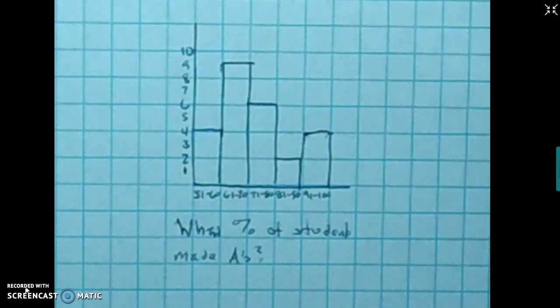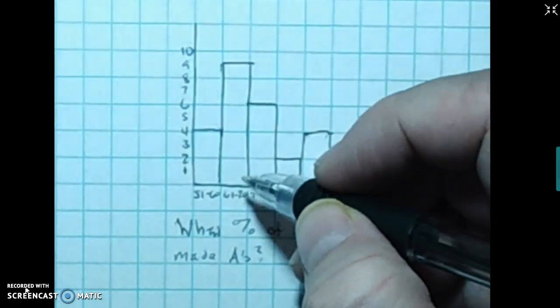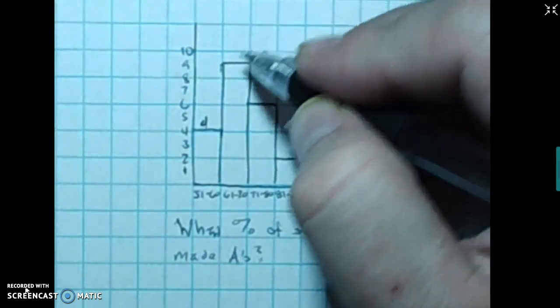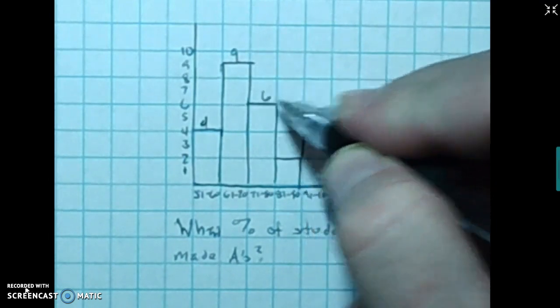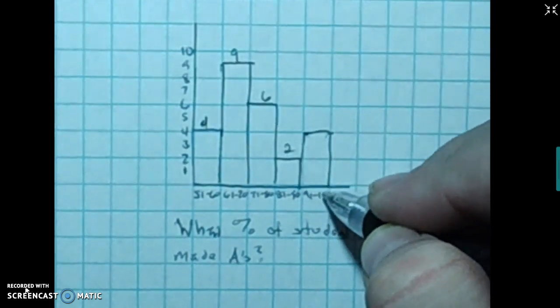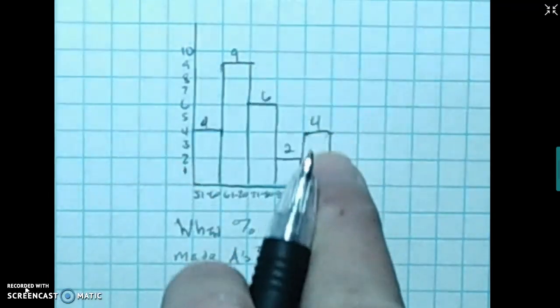Okay, what percent of students made an A? Now, anytime you see a histogram or a bar graph, there's something I want you to do first, for the very first thing. I want you to look at each of your bars and figure out what goes at the end of each bar. How many students made it 51 to 60? How many made it 61 to 70? 9. How many made it 71 to 80? 81 to 90. And 91 to 100.